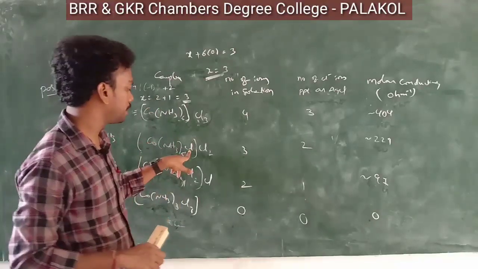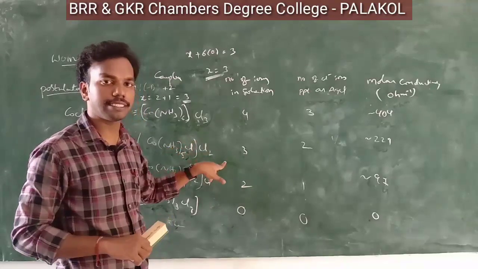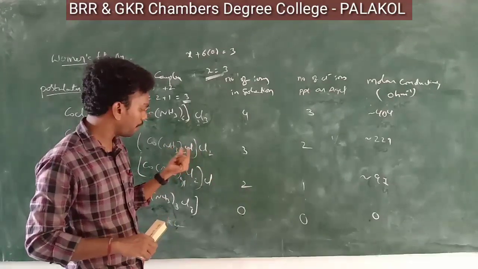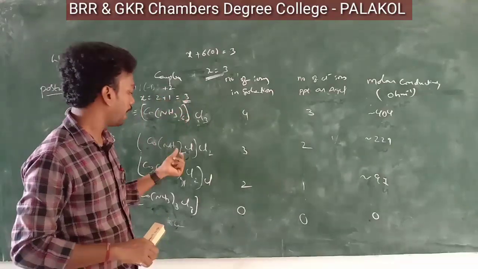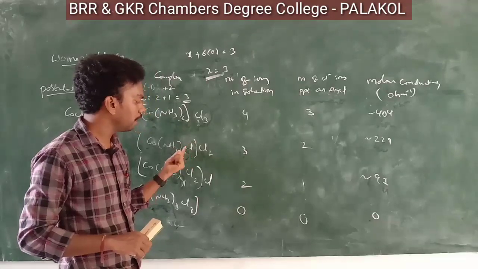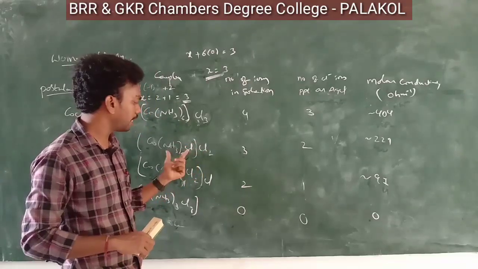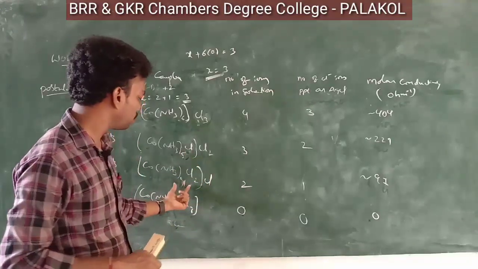But in the second complex, this chloride ion is satisfying both primary valency and secondary valency. So primary valency is 1 plus 2, which is 3. And secondary valency is 5 plus 1, which is 6. That means this chloride ion satisfies both primary valency and secondary valency. That means this chloride ion is exhibiting dual behavior. Okay, now coming to this complex.